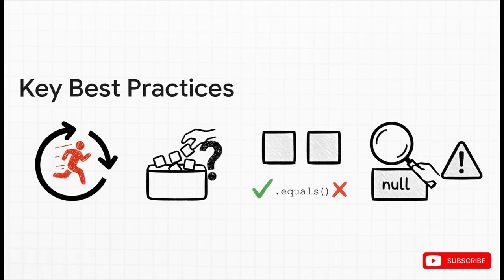3, this is the golden rule. Always, always use .equals to compare the values of wrapper objects. Never ==. And 4, before you unbox, just ask yourself, could this thing be null? It'll save you from that nasty null pointer exception.